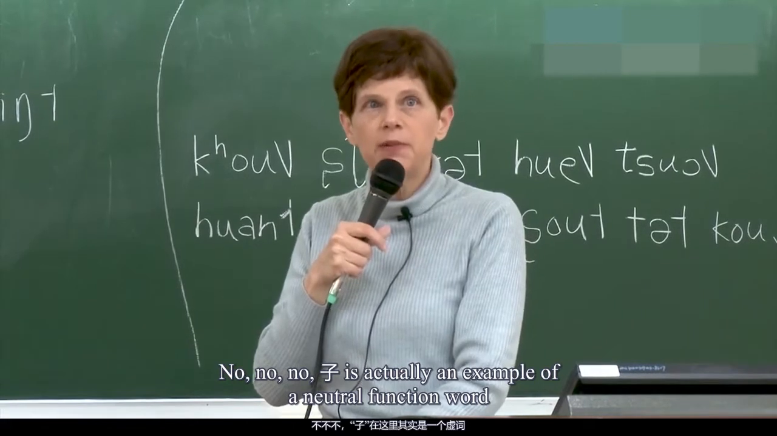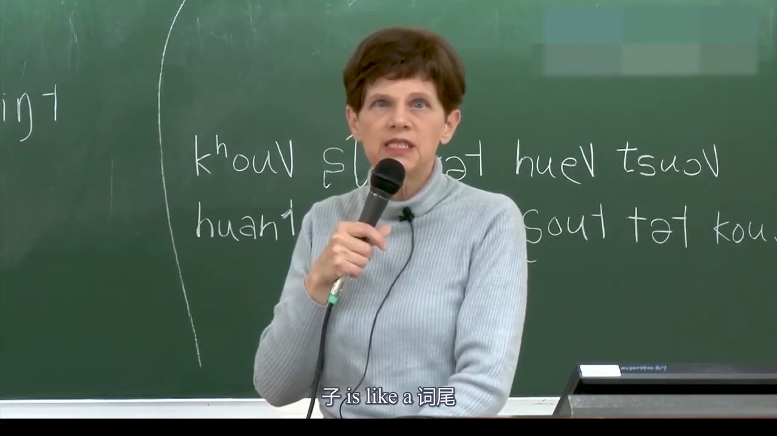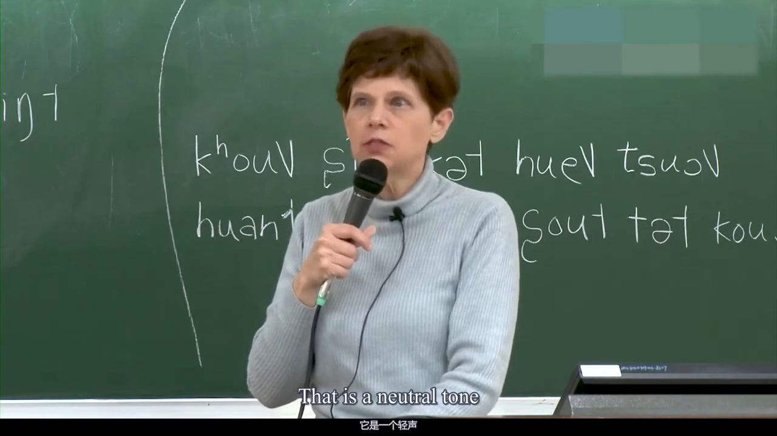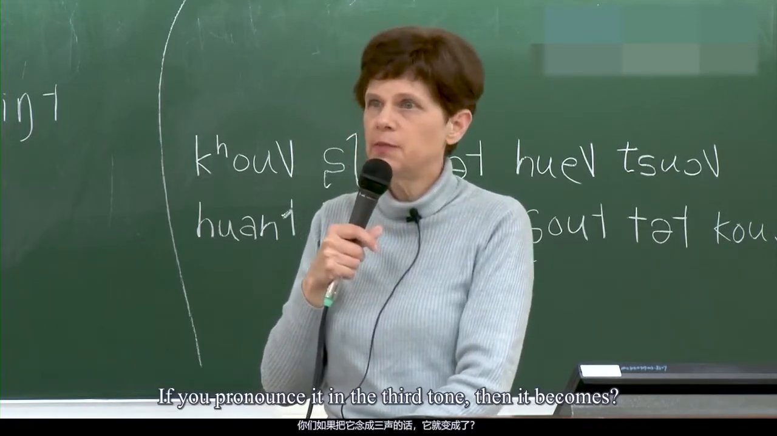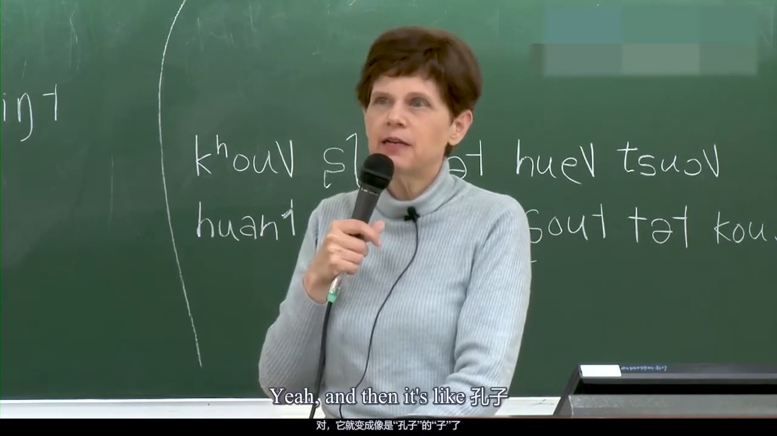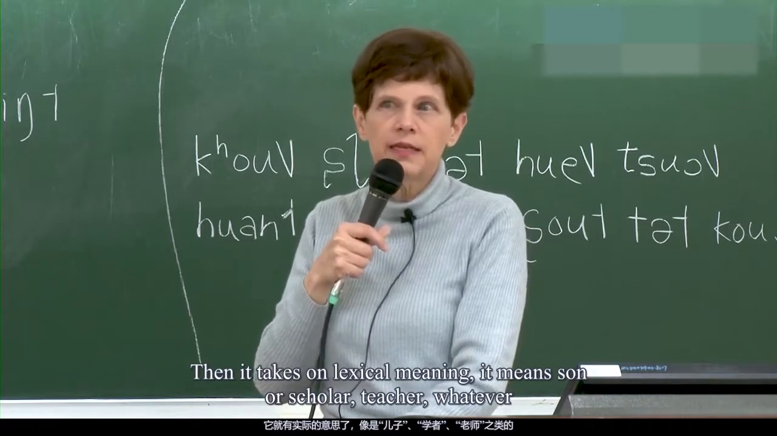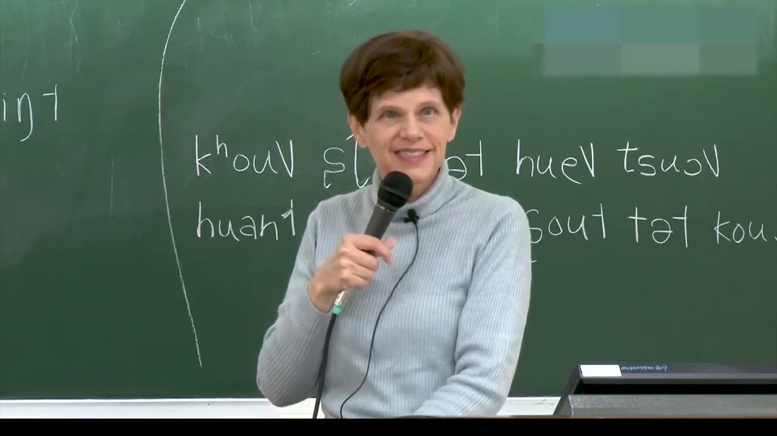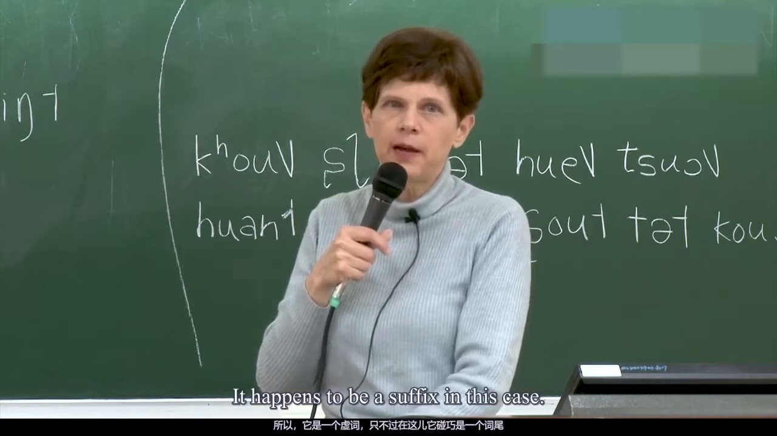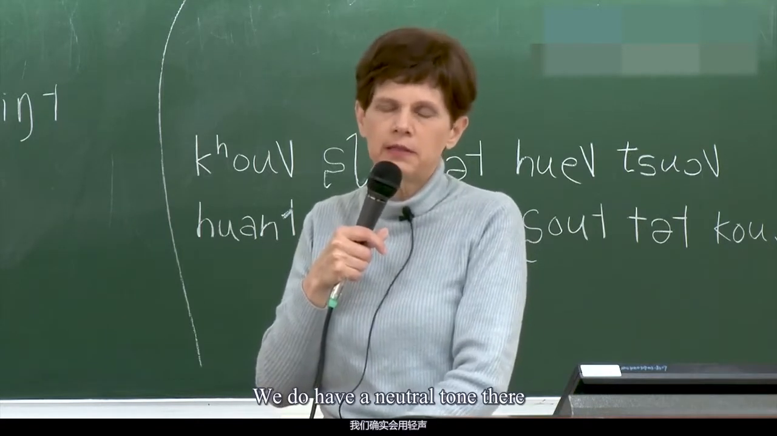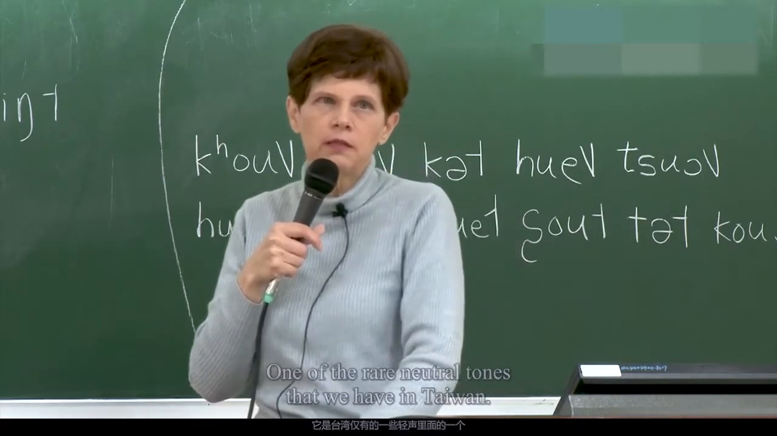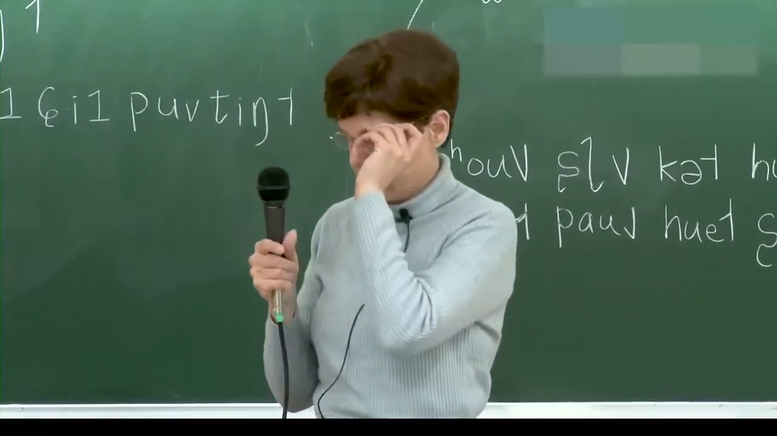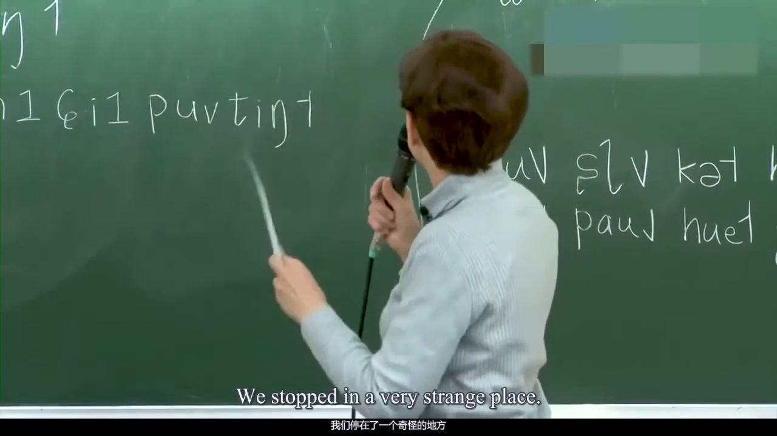No. 子 is actually an example of a neutral function word. 子 is like a 词尾. It's a suffix for nouns. Like 椅子, 桌子, 狮子. That is a neutral tone. If you pronounce it in the third tone, then it becomes, yeah, like 孔子, like 子女. Then it takes on lexical meaning. It means son or scholar, teacher, whatever. Okay? That answer the question? So 子 is just one of those function words. It happens to be a suffix in this case. We do have a neutral tone there. One of the rare neutral tones that we have in Taiwan. 可以吗? Yeah, okay, thank you. Anybody else? Let's go back to our work here. We stopped in a very strange place.